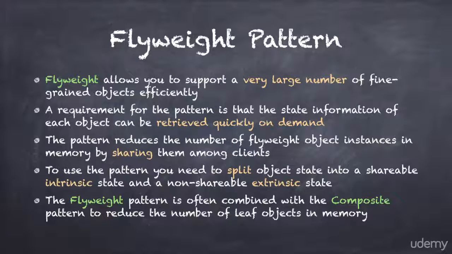The flyweight pattern allows you to support a very large number of fine-grained objects efficiently. But a requirement for the pattern is that the state information of each object can be retrieved quickly and on demand. The pattern reduces the number of flyweight object instances in memory by sharing them among clients. The flyweight pattern is often combined with the composite pattern to reduce the number of leaf object instances in memory.